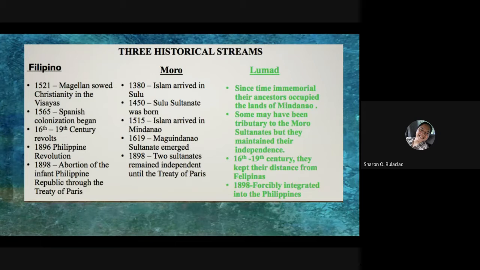Then from the Lumad narrative, they would always say, since time immemorial, nandito na sa Mindanao yung mga ancestors nila. Some narratives would say that some may have been tributary to the Moro Sultanates, but they maintained their independence. So from the 16th up to the 19th century, they kept their distance from Filipinas. So when we say Filipinas, we're referring to when the Philippines was under the Spaniards. Then, unfortunately, in 1898, they were forcibly integrated into the Philippines.